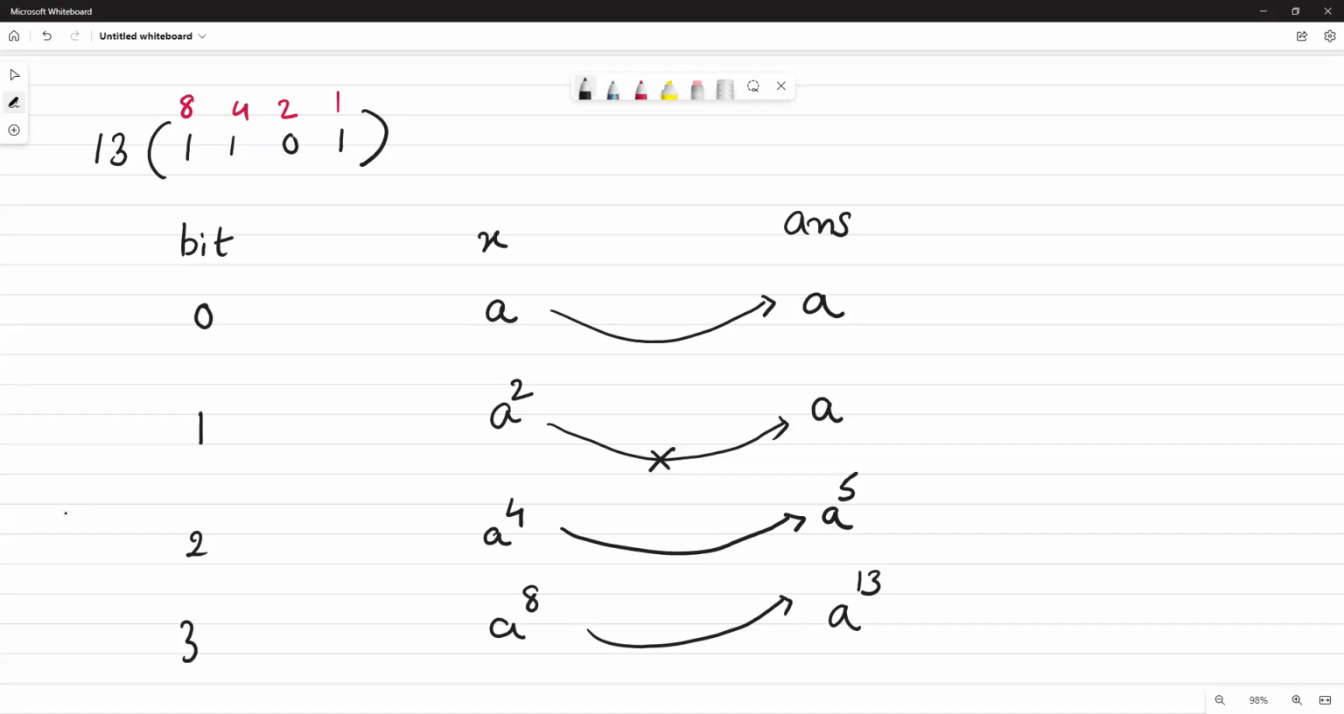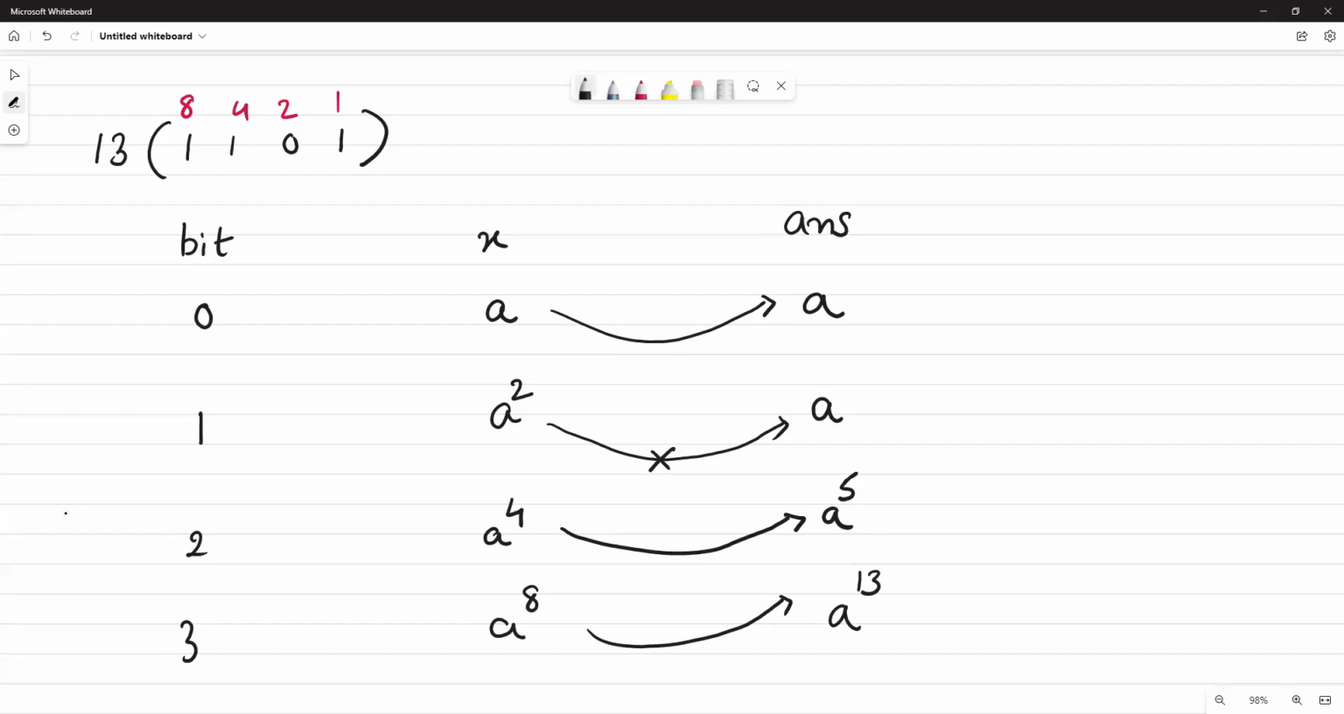Clear, guys? No, ma'am, one thing is not clear. I'm a little confused on one thing. When we are doing 13, does the index start from 1, or does it start from 0? Index starts from 0 only, right? 0th bit, first bit, second bit, and third bit. Okay, 0.